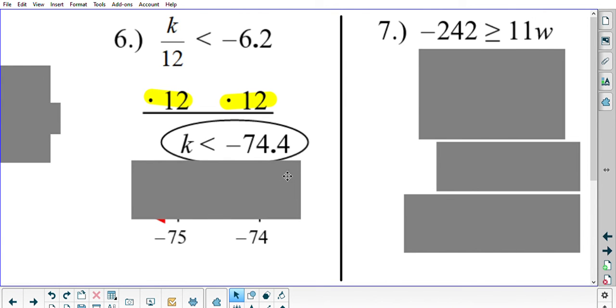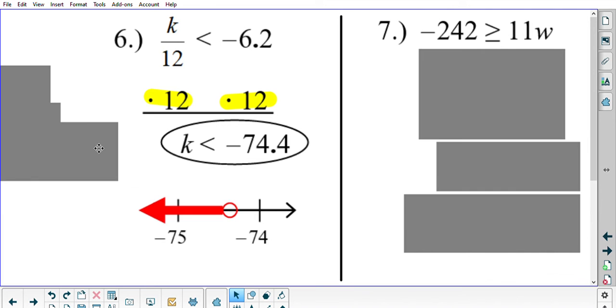Your graph should have only 2 integers under the hash marks because this has a decimal part to it. So you have to ask yourself, what is negative 74.4 in between? It is in between negative 75 and negative 74. It's a little bit closer to the negative 74. It's almost at the halfway point because the halfway point would be the 0.5 mark. So it's a little closer to the negative 74. Since k is less than the number, that's why we're shading to the left.